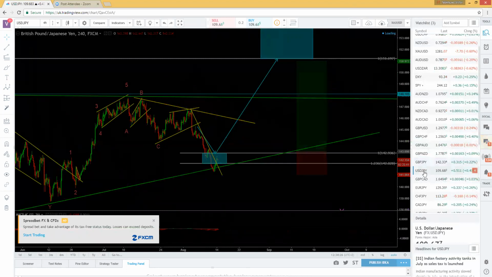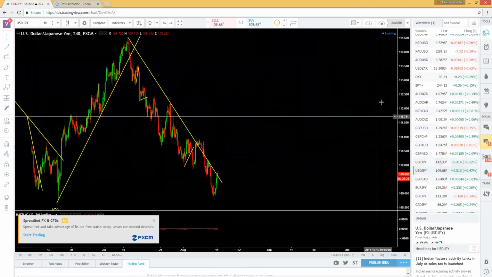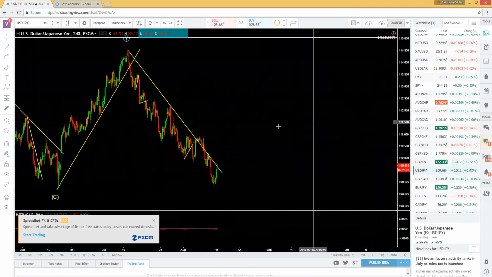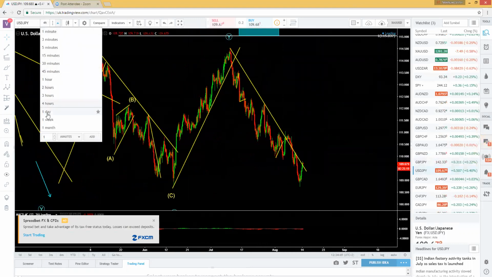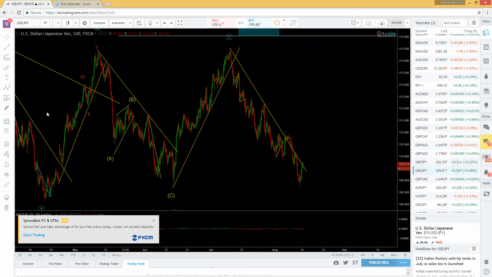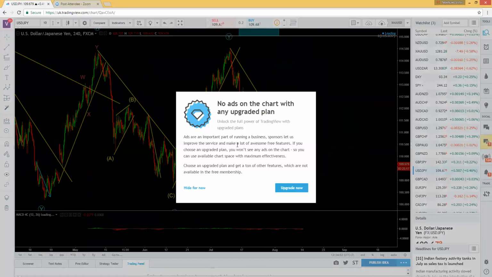Has made a 50 pip move to the upside this morning. It's going according to the US dollar index, which we are expecting upside. So US dollar index, US dollar JPY has got a very clearly defined structure. So I'm just gonna show it again.